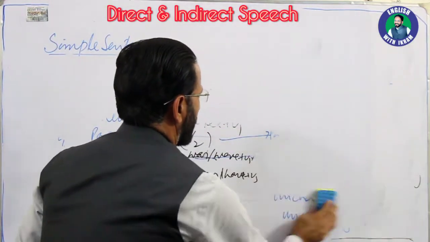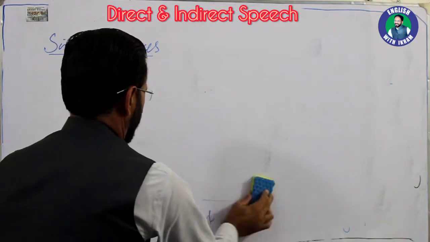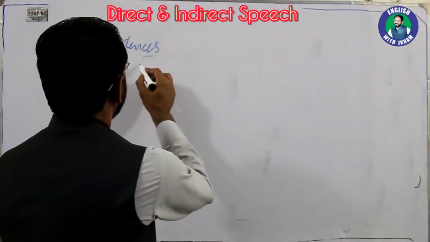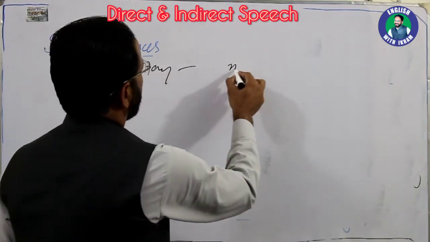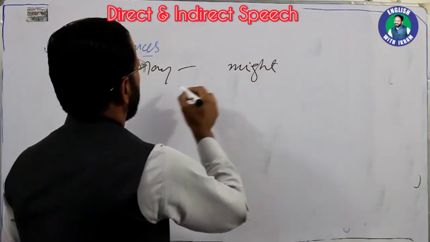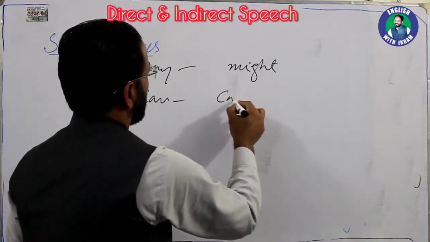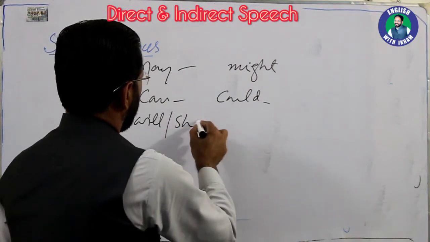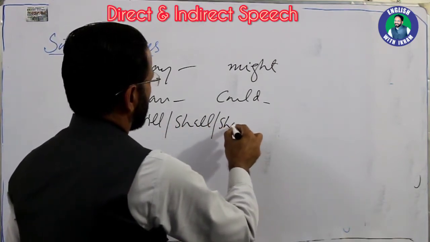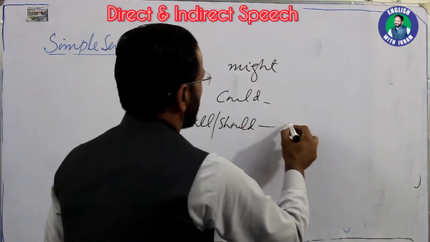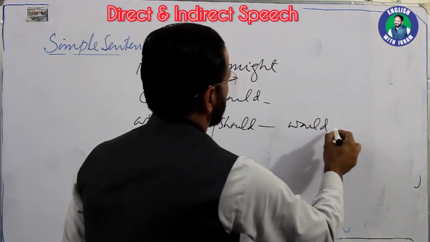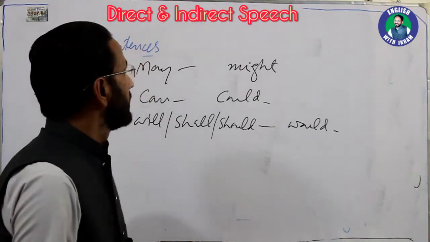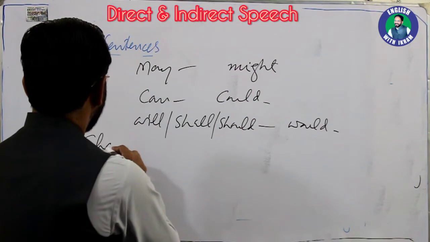The next, there are certain modal auxiliaries which are changed. For example, may will be changed into might, can into could. Will, shall and should, these three auxiliary verbs will be changed into would. Right? Then the next change is change of certain adverbs.